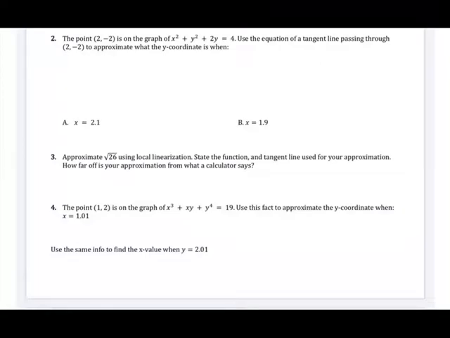Number 2: the point (2, -2) is on the graph x squared plus y squared plus 2y equals 4. Use the equation of a tangent line passing through that point to approximate 2 different y values. So I'm going to be looking at 2 different values that I'm approximating. The first thing I need to do is come up with the tangent line that I'm going to use to approximate. So the very first thing I need to do is find dy/dx. I'm going to use implicit differentiation, and then I'm going to solve for dy/dx. Why don't you go ahead and work through that, pause the video, and then see how you did. It's a good review from previous units.